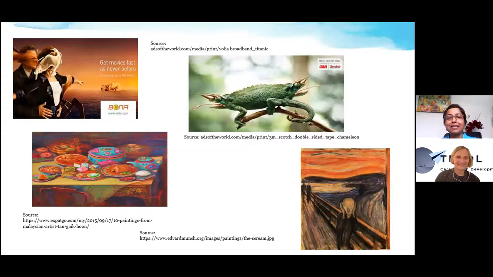And these are some of the images that I've used in my classrooms, which are easily available. The first one is using this famous scene from Titanic, but here it is actually Bona Broadbent. With my students, it led to pretty interesting discussions. And we move on to the next image of a chameleon, but this chameleon has two heads. It's a double-sided chameleon, which goes on to scotch tape, which is actually double-sided.